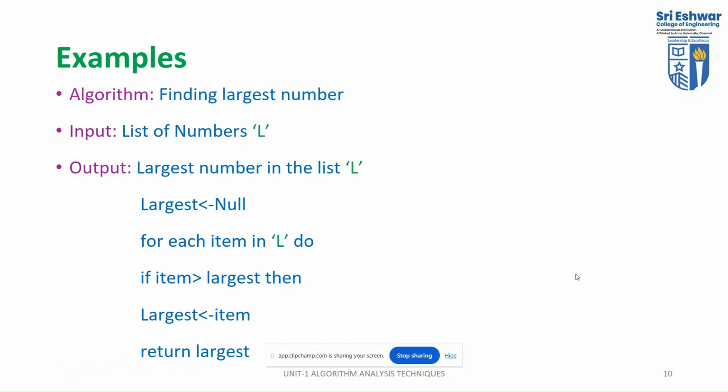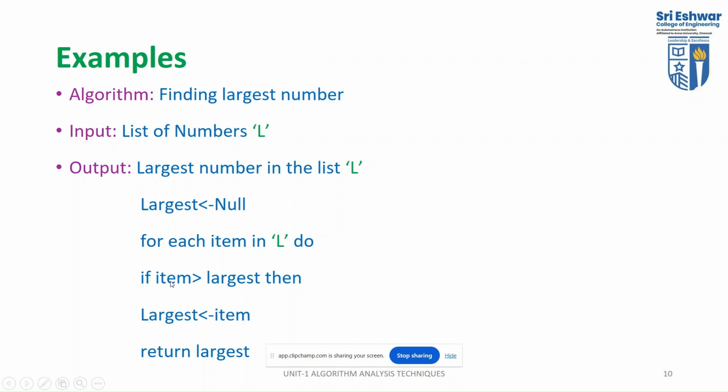So here we have the input as a list of numbers L and the output as the largest number in the list L. The step-by-step procedure used for finding the largest number is given here. Initially, we initialize the largest number as null, which means 0. And for each and every item present in the list, we compare whether the item is greater than the largest.